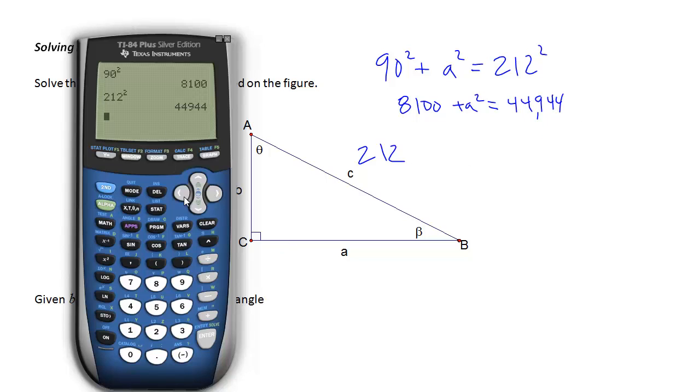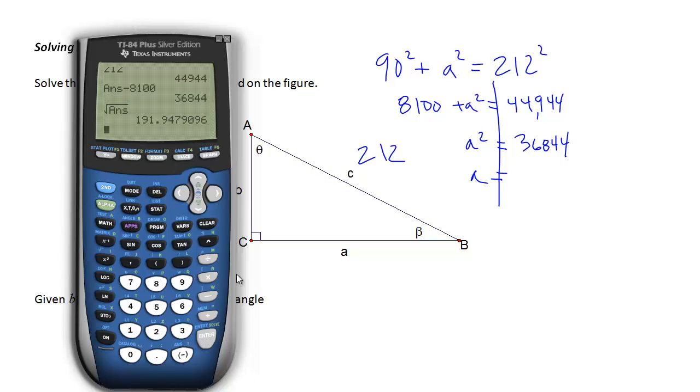44,944, and we'll go ahead and subtract 8100 from both sides. So I get 36,844, and then we'll square root both sides. And I get approximately 191.9. So there's A.